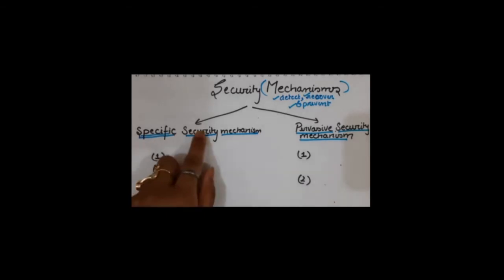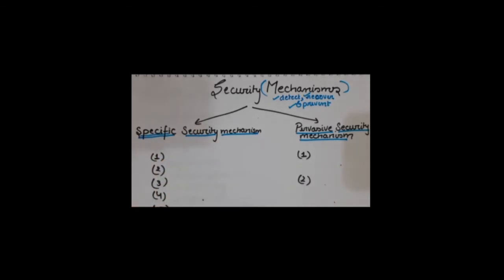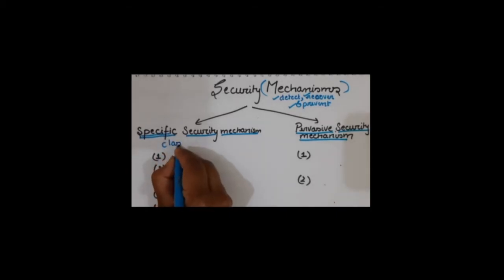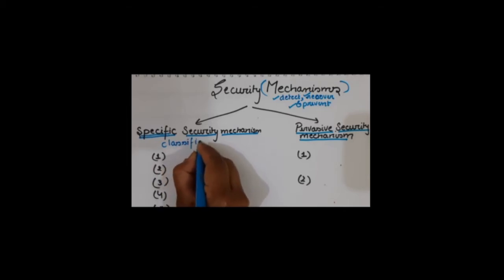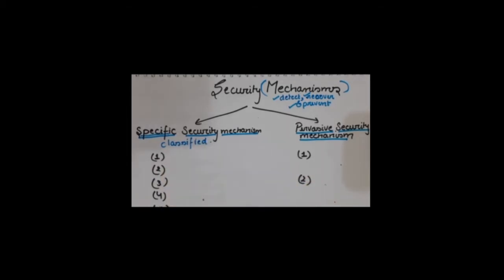Okay, moving ahead as to what is specific security mechanism. Specific security mechanisms, as I've already told you, are specific to particular layers in the OSI or any other protocol that the network is following. Specific security mechanisms can be further classified as different mechanisms. The first mechanism in specific security mechanism is encipherment.